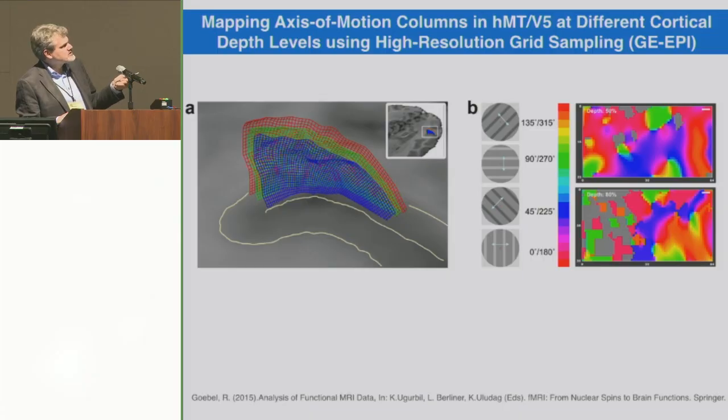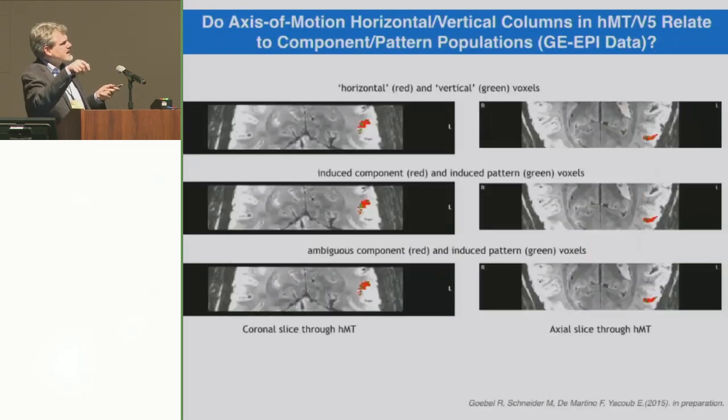Here you see the mapping was not done with dots. It was done with gratings, single gratings, moving in axis of motion directions here. But we could replicate our previous work by finding these kind of columnar maps within MT. But the interesting part is actually, do they overlap? That means we have here the horizontal vertical map within MT.